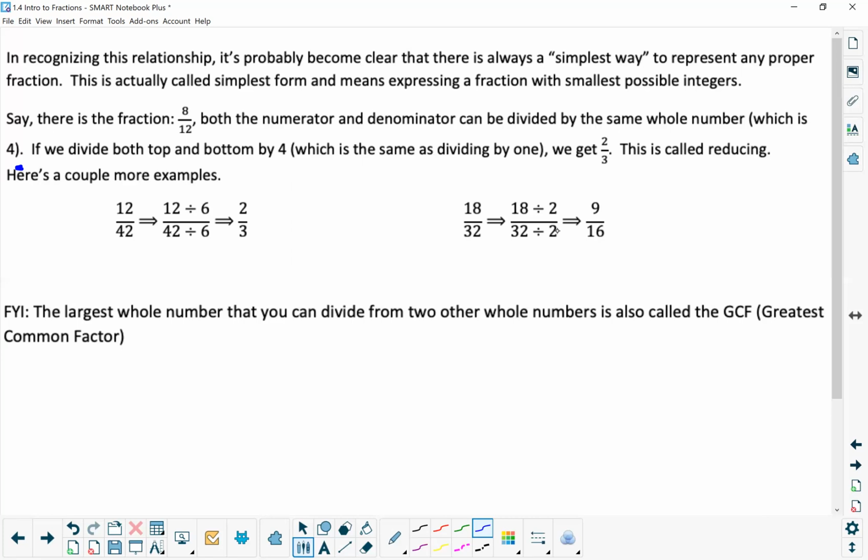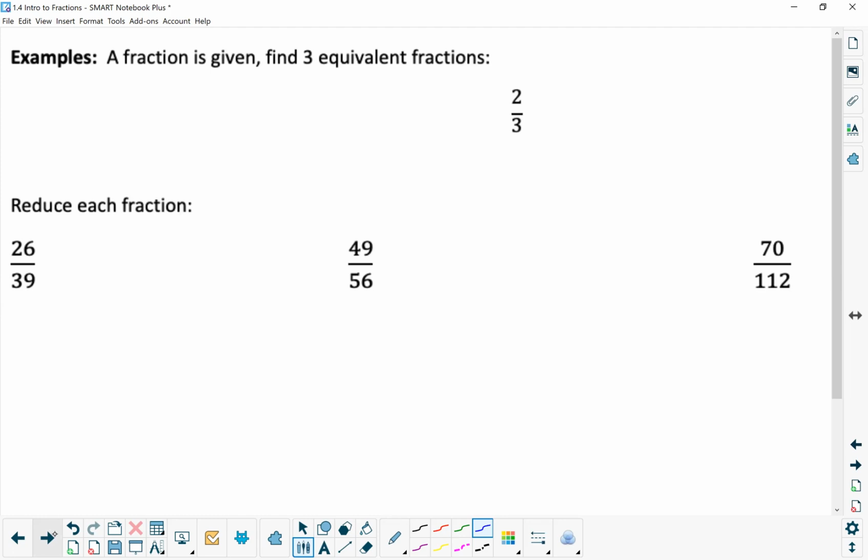The largest whole number that you can divide from two other whole numbers is called the greatest common factor. So we're just dividing by the greatest common factor in that first example of 12 and 42. And in our second example, the greatest common factor of 18 and 32. So again, a couple of examples. And I do want to say one thing about reducing. When you reduce, if you don't pick the greatest common factor, you can always reduce a second time. So even when you think I've got it done, double check, see if you can divide by something else.